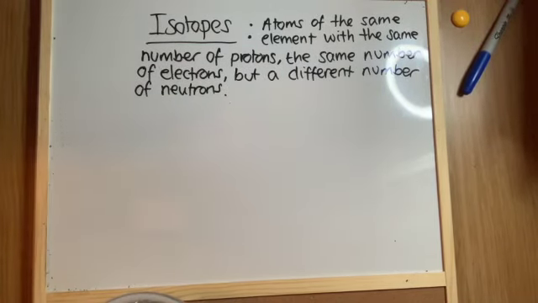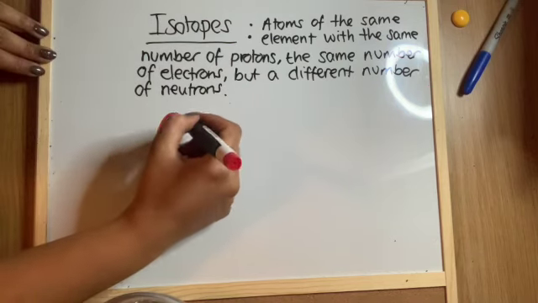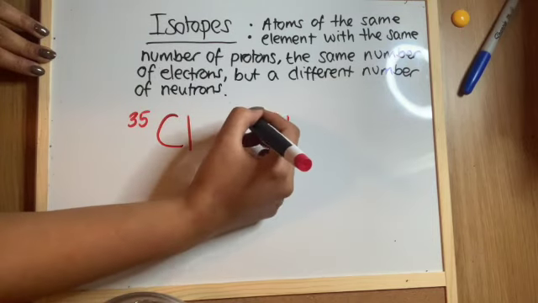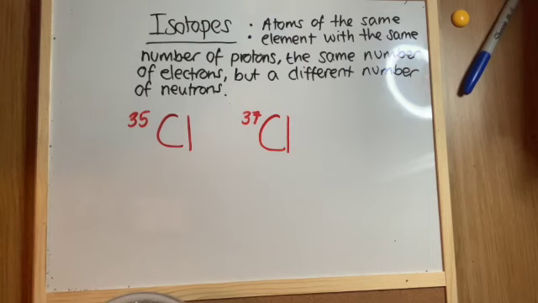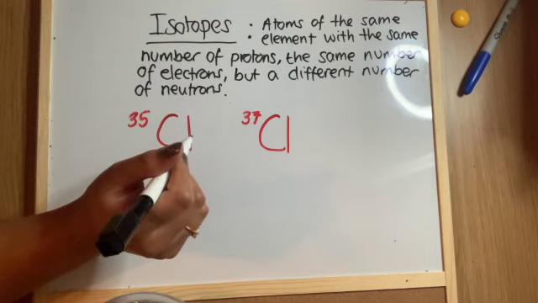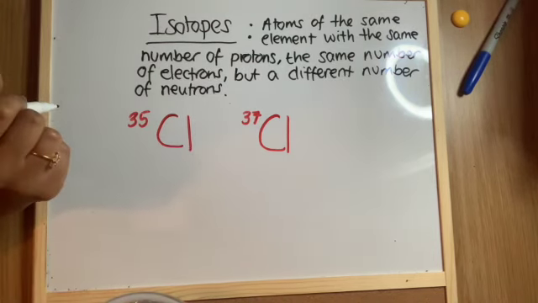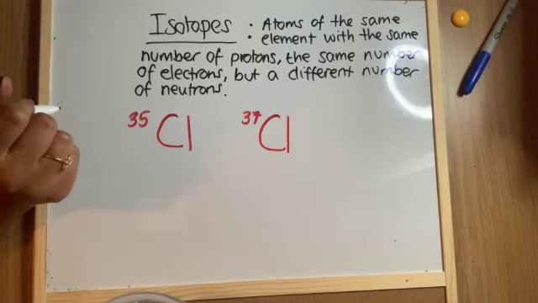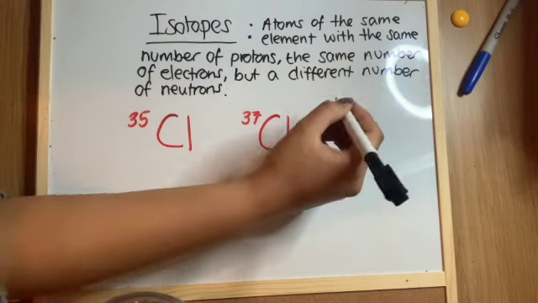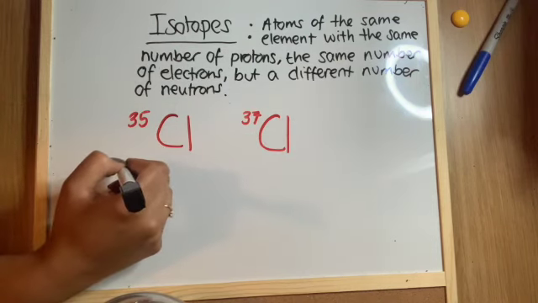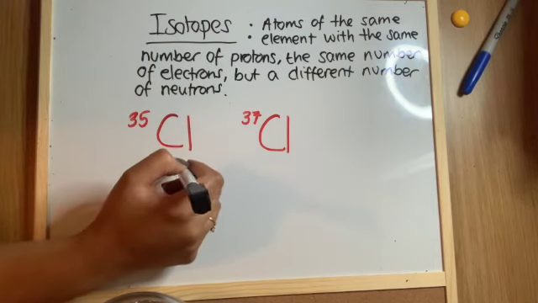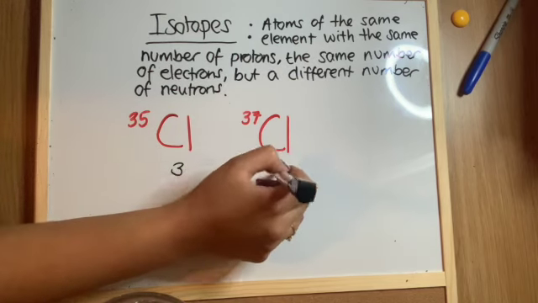Chlorine can have two isotopes. We have chlorine 35 and we have chlorine 37. These two isotopes occur in different abundances. That means different amounts naturally. What tends to happen is chlorine 35 tends to have an abundance, compared to chlorine 37, of 3 to 1.